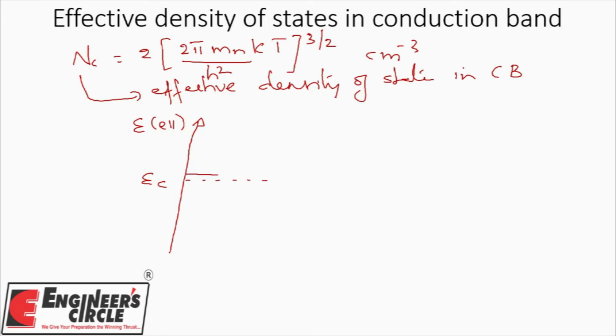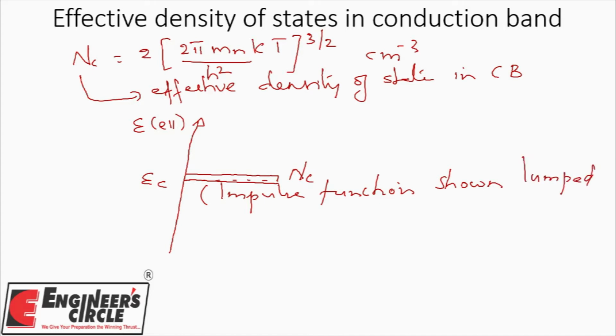So what we do is, the total number of states occupied by the electron is lumped by using an impulse function at the conduction band edge like this. So there is an impulse function at the conduction band edge having a height equal to Nc. That is called the effective density of states, because I know that the lower states are filled, higher states are empty. So the total number of states occupied by the electron throughout the conduction band, we collect it and lump it at one point, that is at the conduction band edge, having a height of Nc.